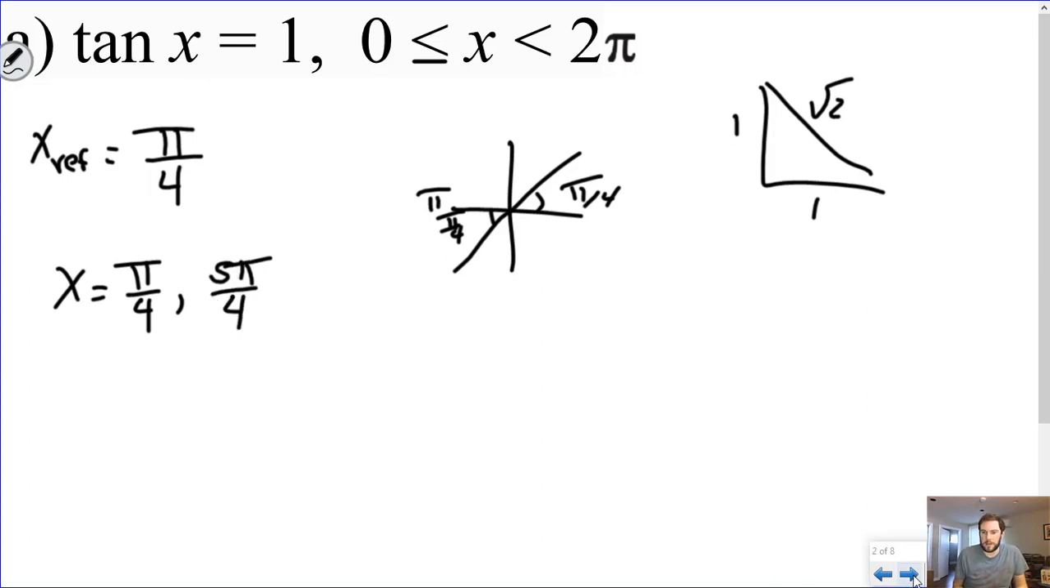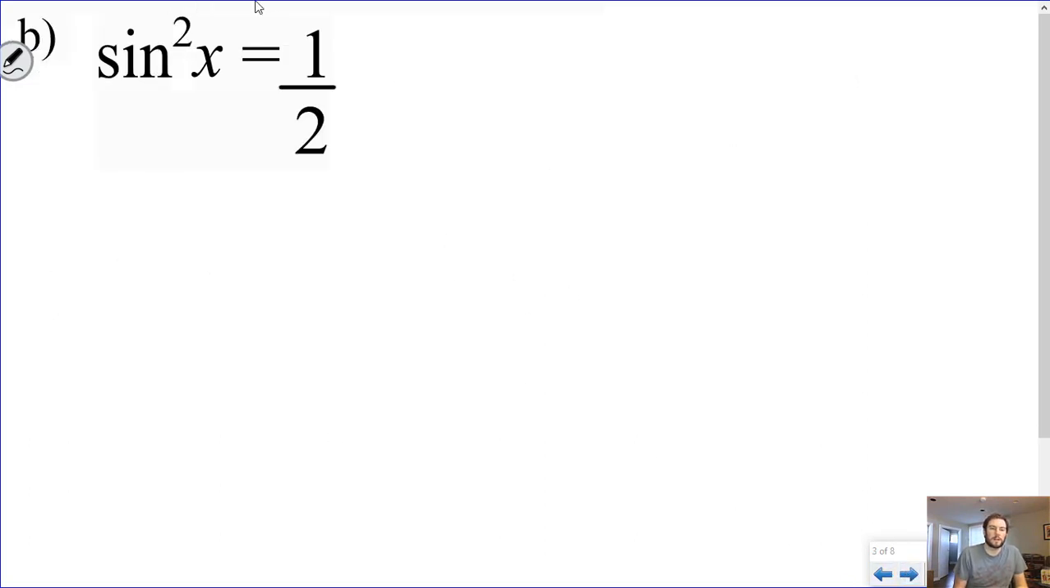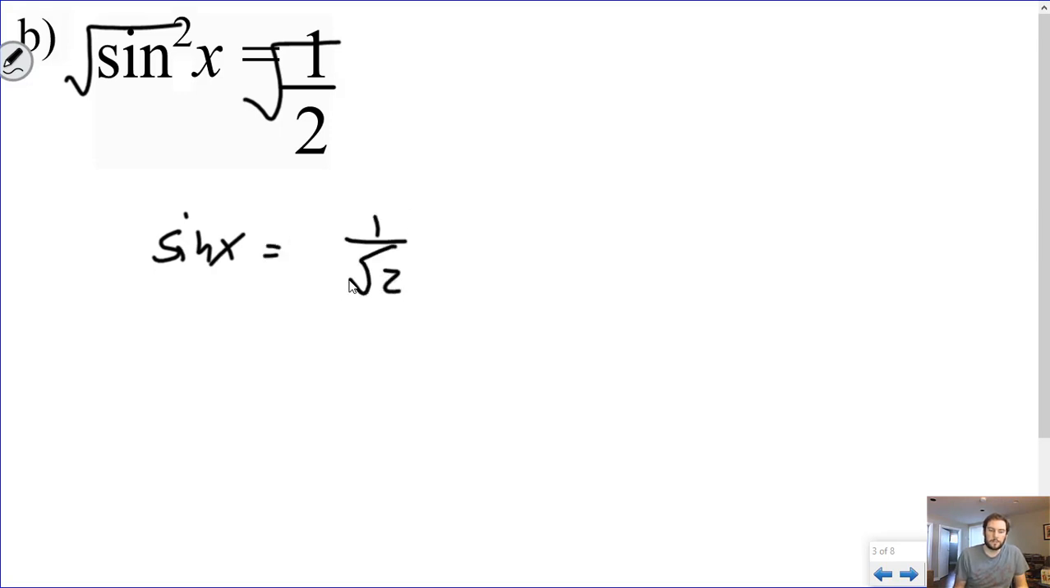Okay, nice and simple, that one. Just one of the basic equations, is what I mean by simple. And then it gets a little bit more difficult as the question goes on. So for example, if I wanted to solve something like this, where we have sine squared x is equal to 1/2, again, what I need to do is isolate the sine x. So we take the square root of both sides, and we get sine x is equal to 1 over root 2.